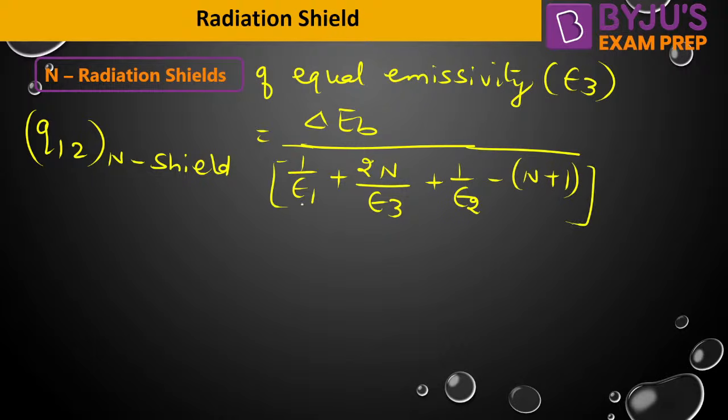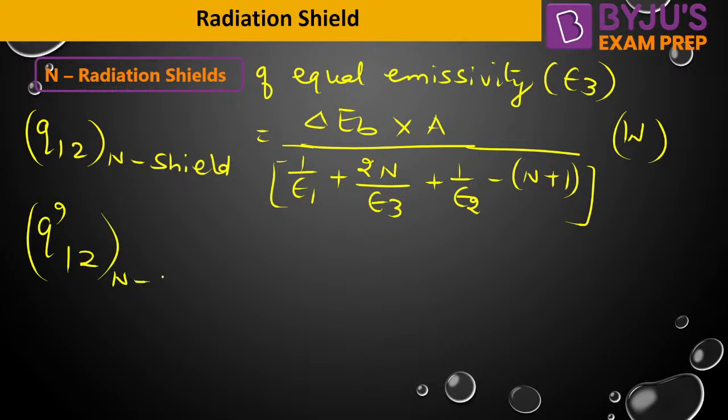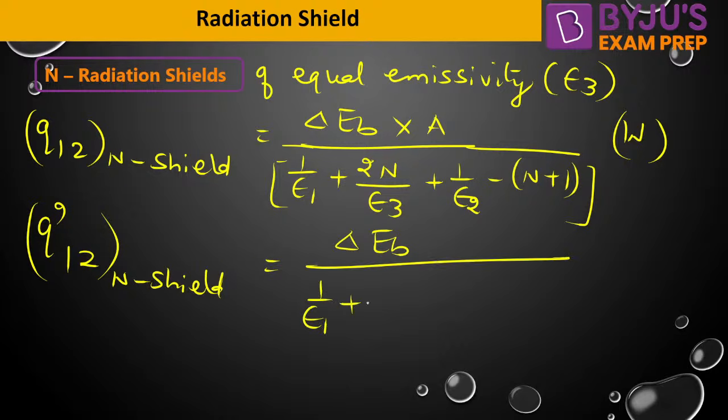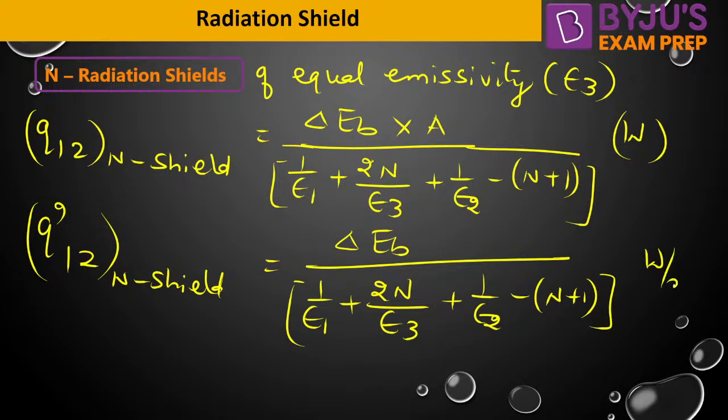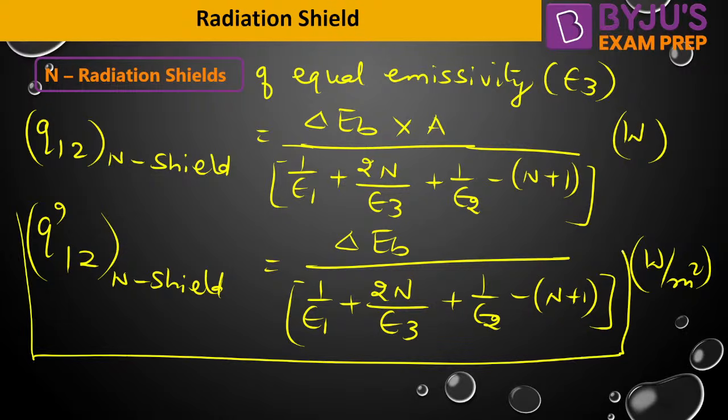This will be the expression into area, that is watt, and Q dash 1 to 2 with n number of shield will be equal to delta Eb upon this expression: 1 upon epsilon 1 plus 2n by epsilon 3 plus 1 upon epsilon 2 minus n plus 1. This will be the expression, watt per meter square. Is this clear? And what is n? n is the number of radiation shields.